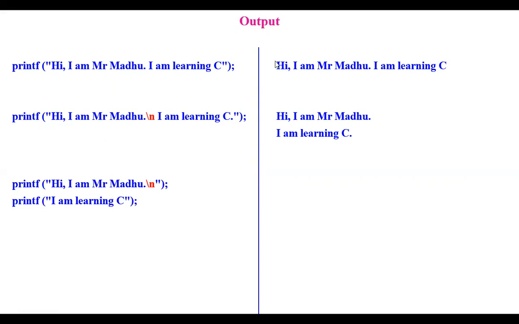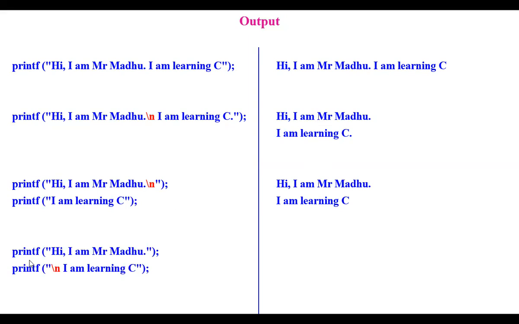Similarly, I have used here 2 printf statements, and I have written "Hi, I am Mr. Madhu" and a new line, and "I am learning C" in the second printf statement. Let us see how the output will be. The display will be the same as above, and we are getting it in 2 lines. Suppose I'm using a printf statement 2 times, and instead of writing a new line character at the end, I have written it in the beginning of the next line. Yes, it is also allowed, and you get an output like this.